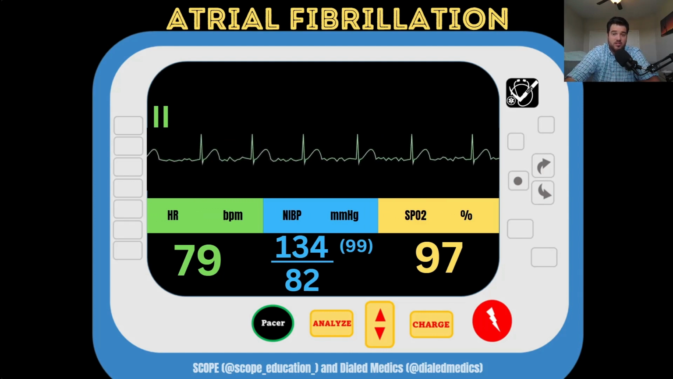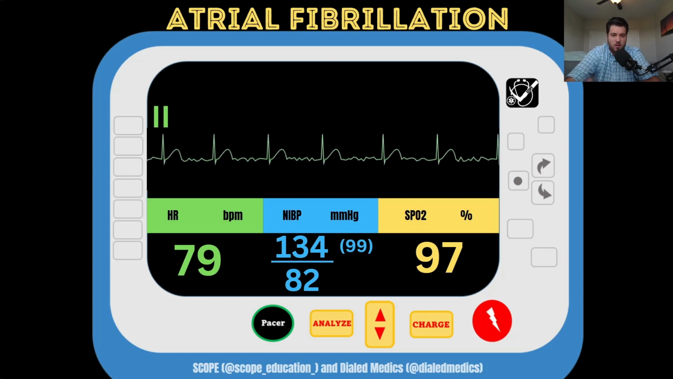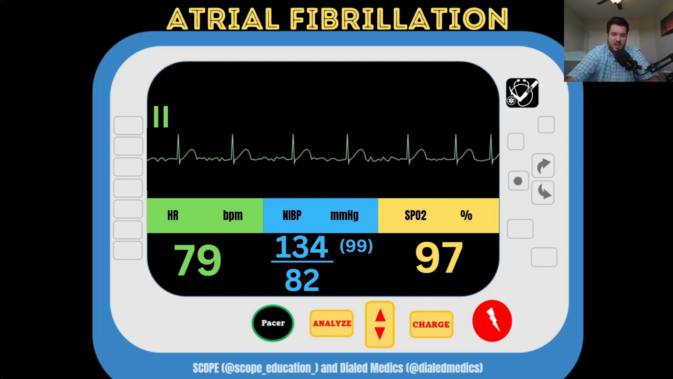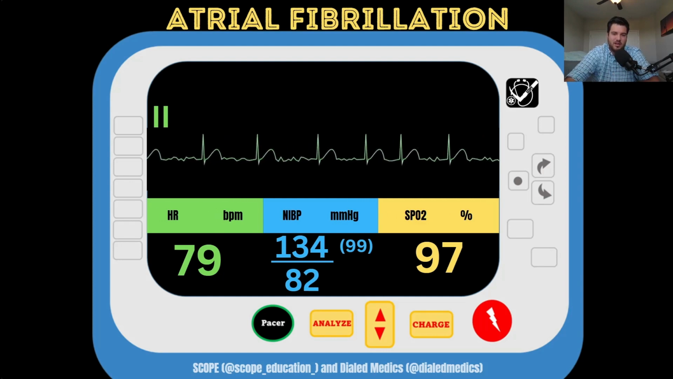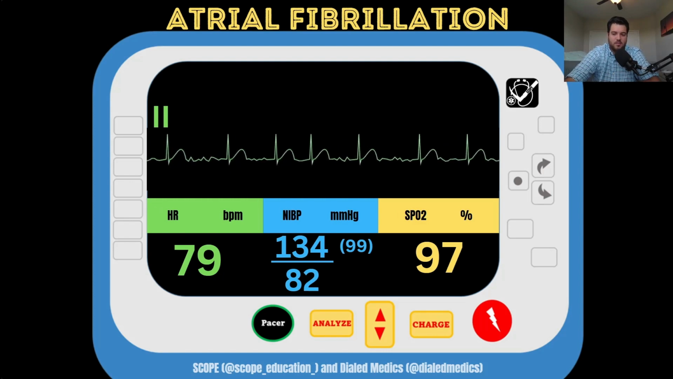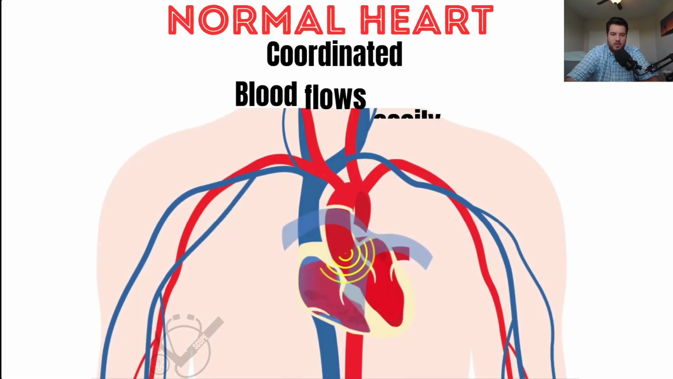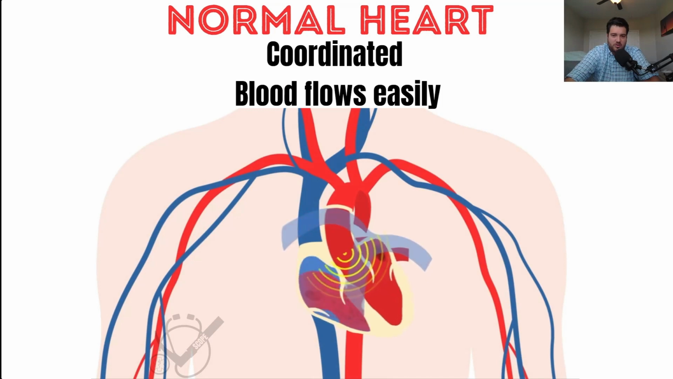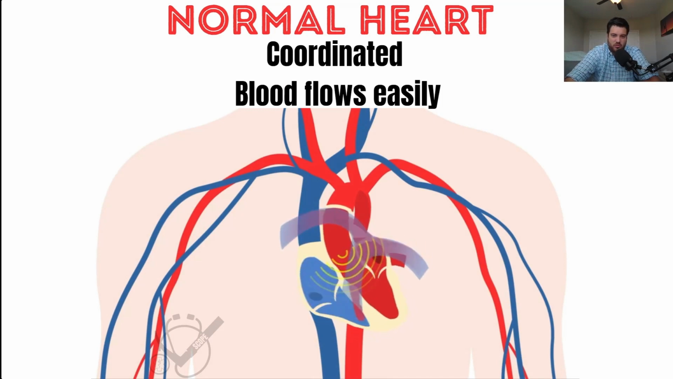On your monitor here, you can see an irregular rhythm with no P waves, and the rate is around 79 beats per minute. This will be your typical AFib patient. So this is our normal heart. You can see that the atria are able to contract in a coordinated way, which allows blood to enter our ventricles. From here, the ventricles can contract to send blood to our lungs and to our body.